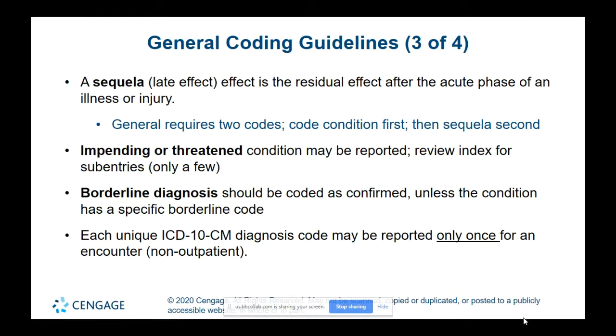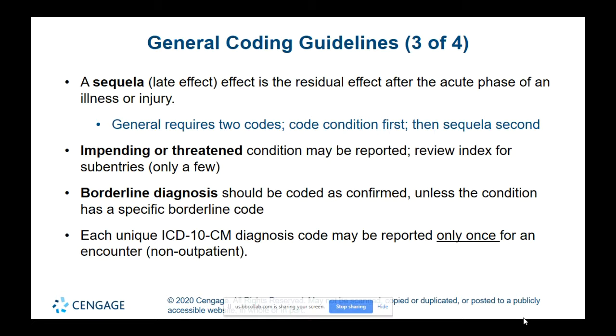Once you get used to what's known as impending or threatened conditions that are coded, and because there's not a lot of them, you don't have to reference that every time. But anytime you see those terms right now, until you get used to it, go to the impending or threatened first in your index, and then follow the guidelines from there.